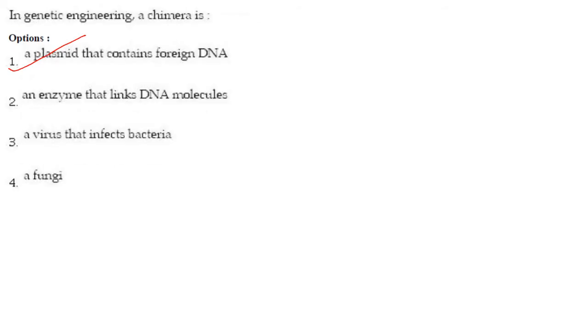Next one, in genetic engineering a chimera is: option 1 a plasmid that contains foreign DNA, 2 an enzyme that links DNA molecules, 3 a virus that infects bacteria, and 4 a fungi. Answer is option 1 a plasmid that contains foreign DNA.